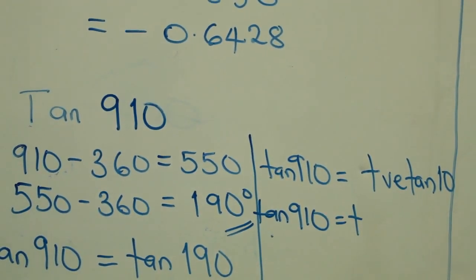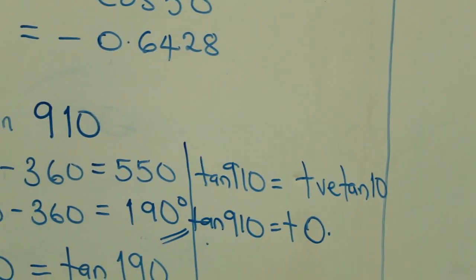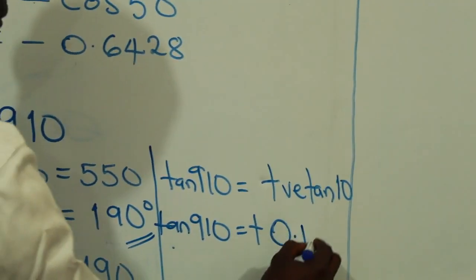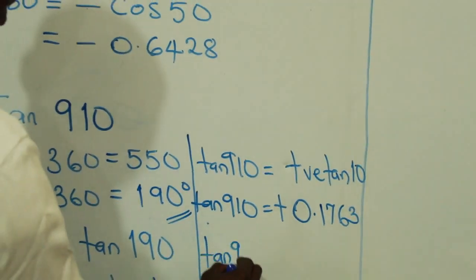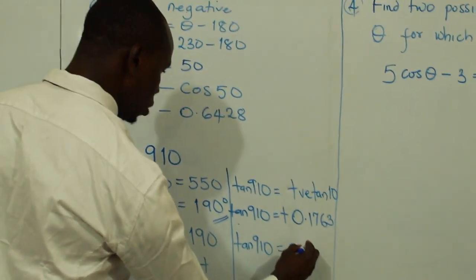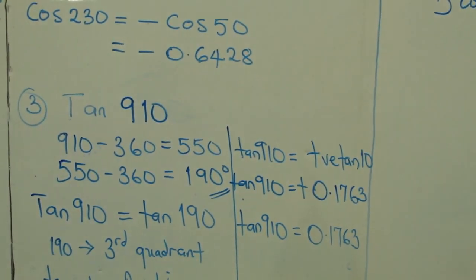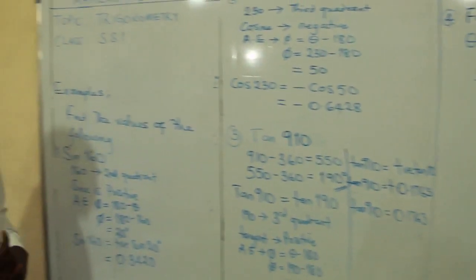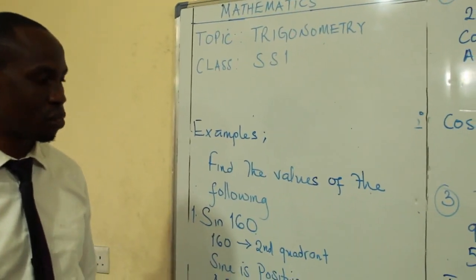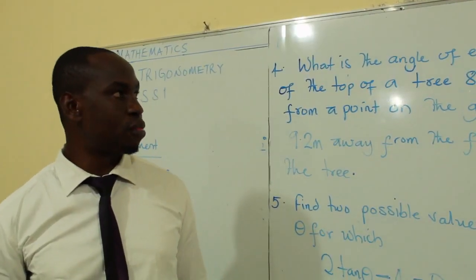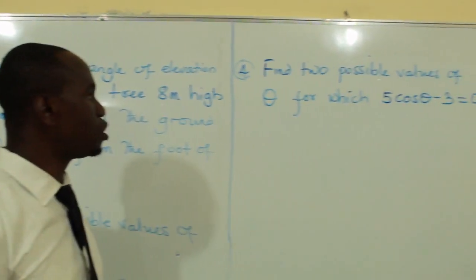You are going to get 0.1763. So we can say that tan 910 is equal to 0.1763. You can check this using your calculator, you're going to get tan 910 to be equal to 0.1763.